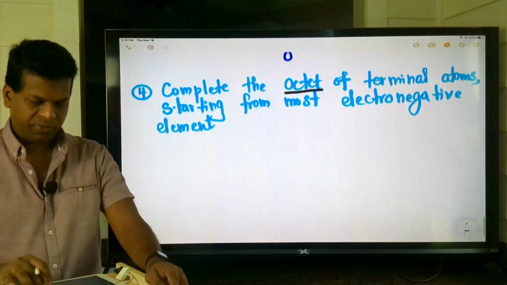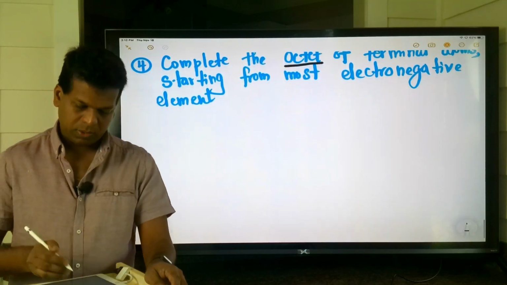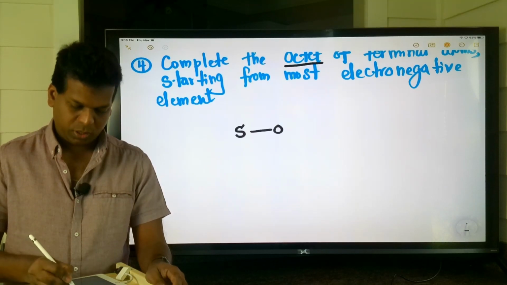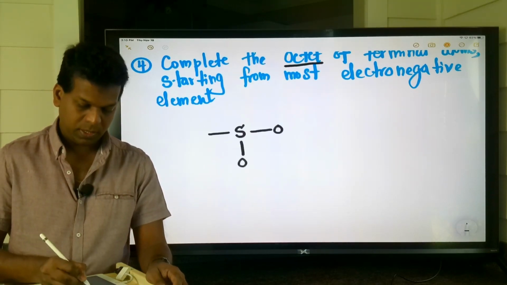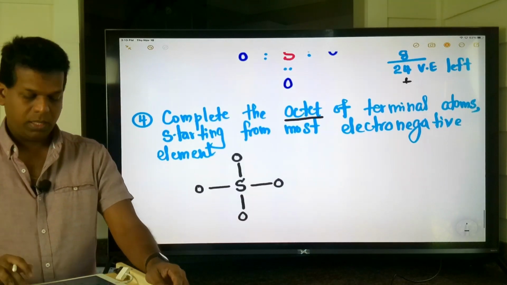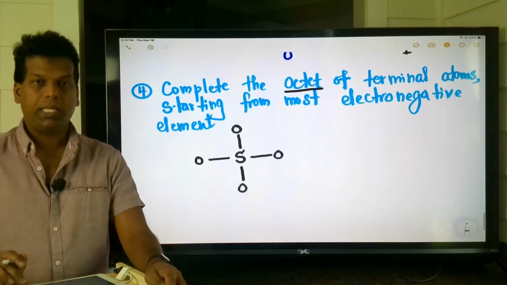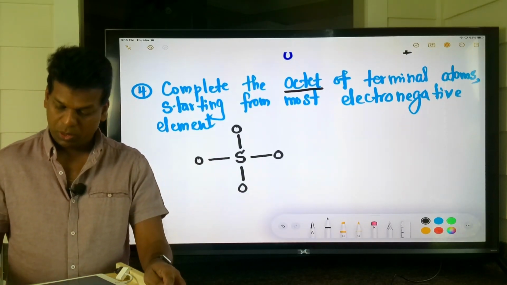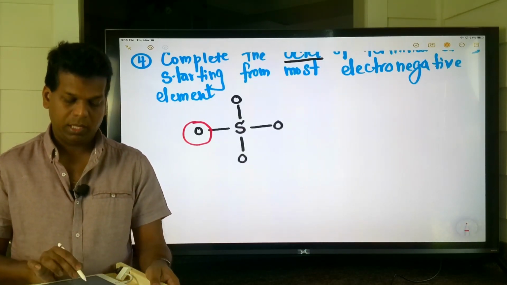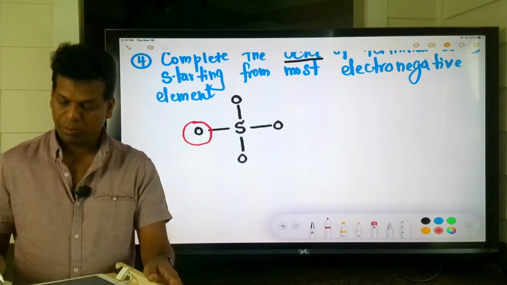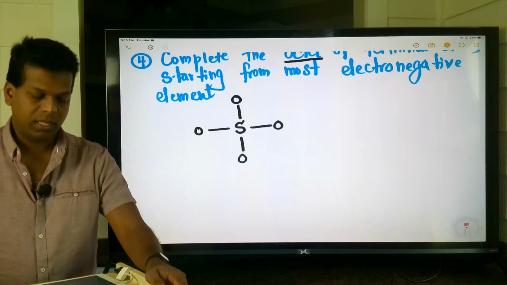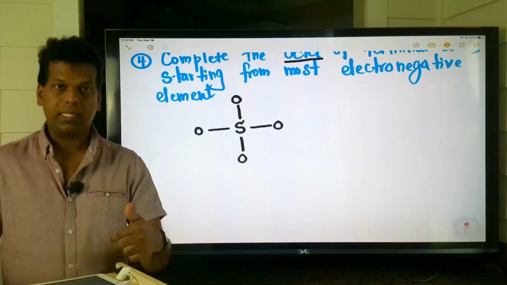So let's do it for sulfate while we are doing this one. So this is sulfur. It is in the middle. Now I have my skeletal structure, which is this. To create this one, I used 8 electrons. There are 24 left. Now you go to terminal atoms and complete their octet. At this point, this oxygen already has 2 electrons. The electrons in this line belong to oxygen as well as sulfur. So at this point, oxygen has 2 electrons.